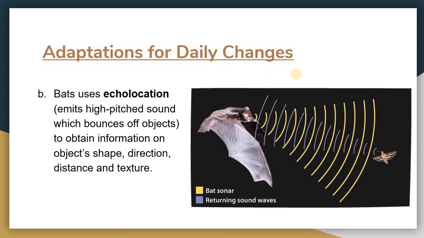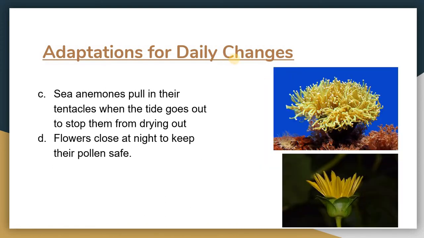Right? And next, we have sea anemones, which pull in their tentacles when the tide goes out to stop them from drying out. And also flowers, if you notice, flowers actually close at night to keep their pollen safe. Right, this is an example of a flower during the night.